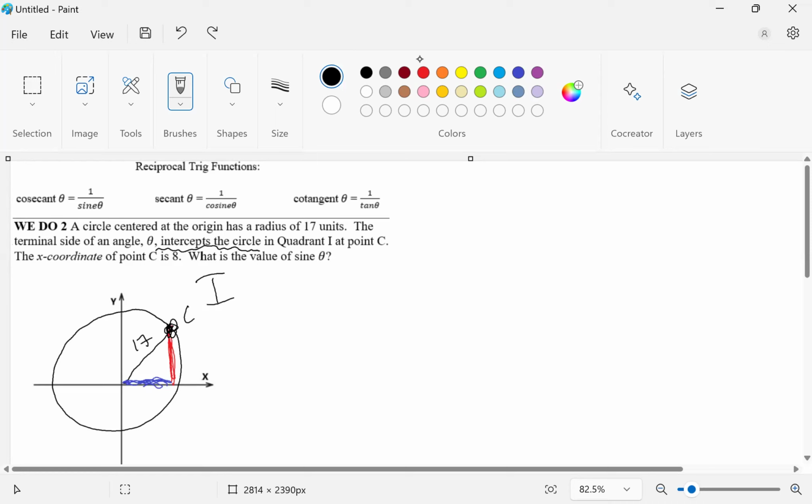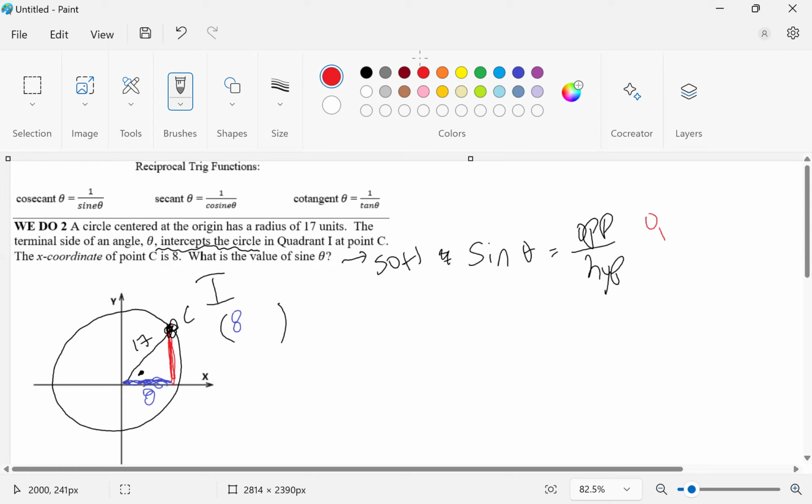Now it tells us that the x coordinate at C is 8. So that's the blue value here, the x. What is the value of the sine? Okay, so remember, sine of theta equals opposite over hypotenuse. Theta is the angle here. The opposite is the red side that we don't know yet, and the hypotenuse we see is the radius of the circle, 17.